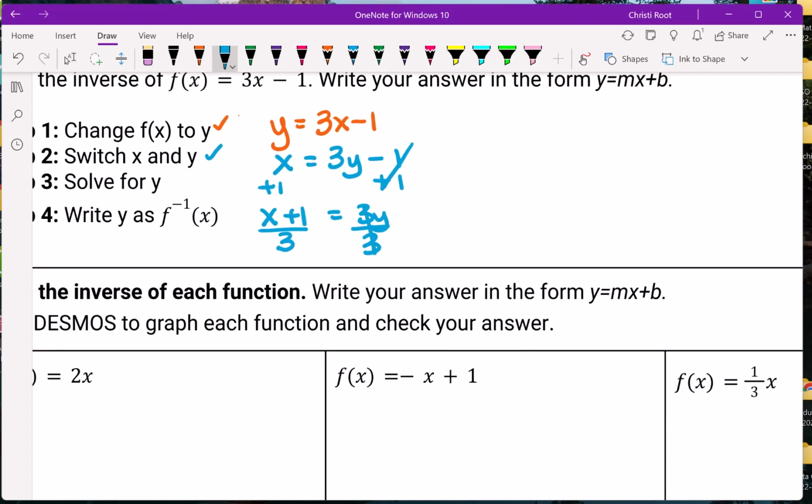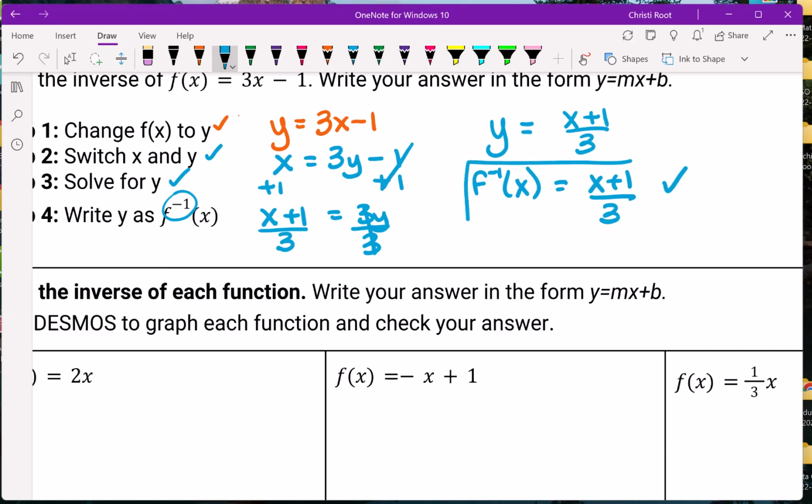So, like I said, we need to clean it up a little bit. So I'm going to say y is equal to x plus 1 over 3, which is perfectly fine. We're going to go ahead and change that to our inverse notation. So swap your y back for inverse of f. So this is a perfectly acceptable answer.